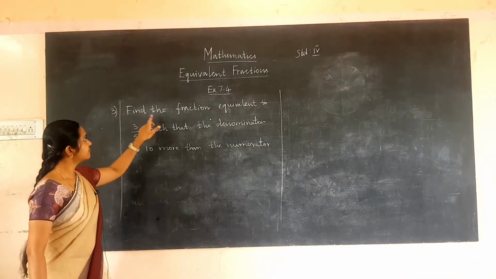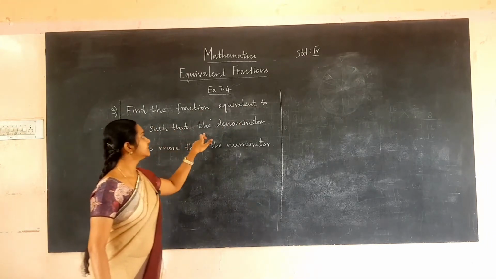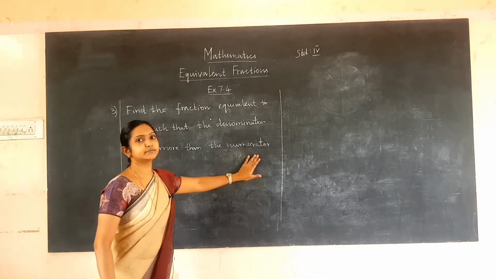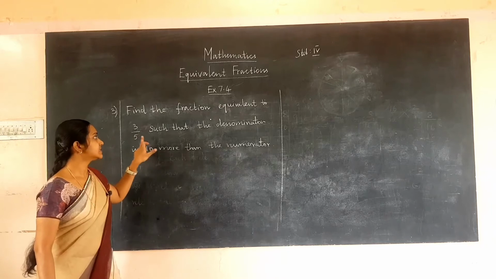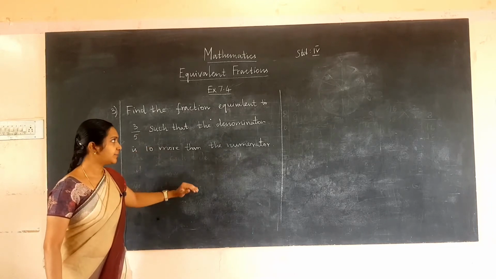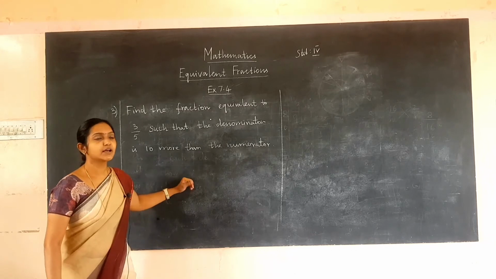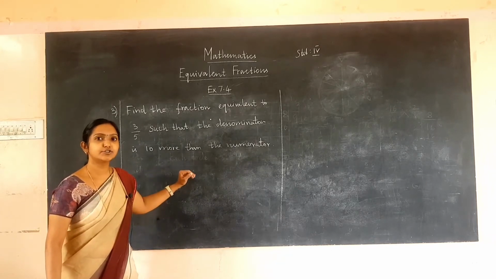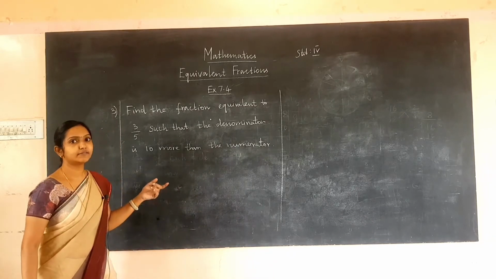Third question is, find the fraction equivalent to 3 by 5 such that the denominator is 10 more than the numerator. We have to find an equivalent fraction for 3 by 5 such that the denominator is 10 more than the numerator. The meaning of that is we have to add 10 to the numerator. If we add 10 to the numerator, we should get the denominator. We have to find such an equivalent fraction.